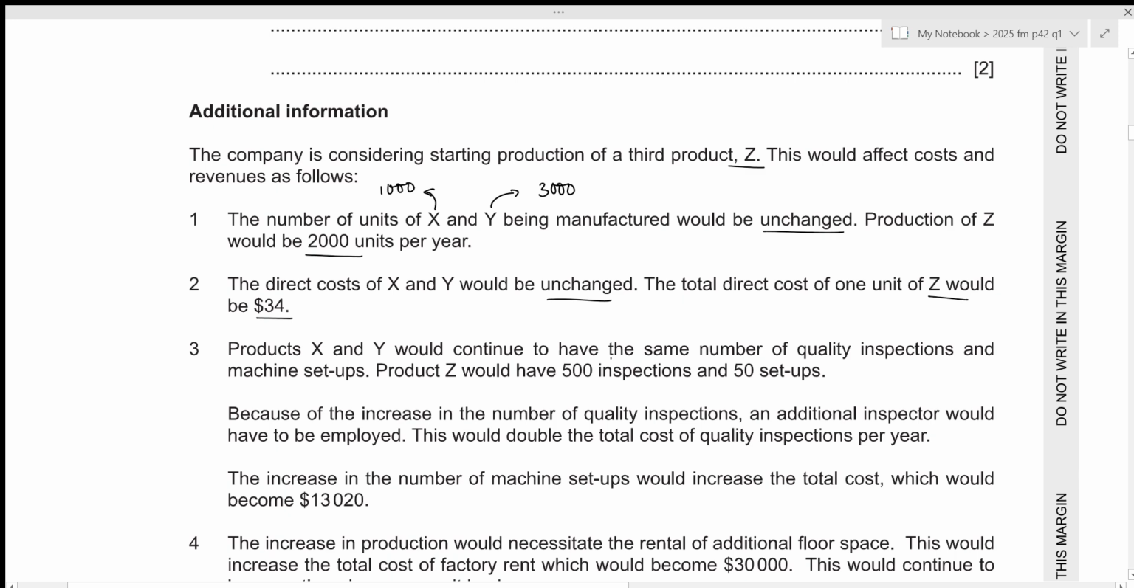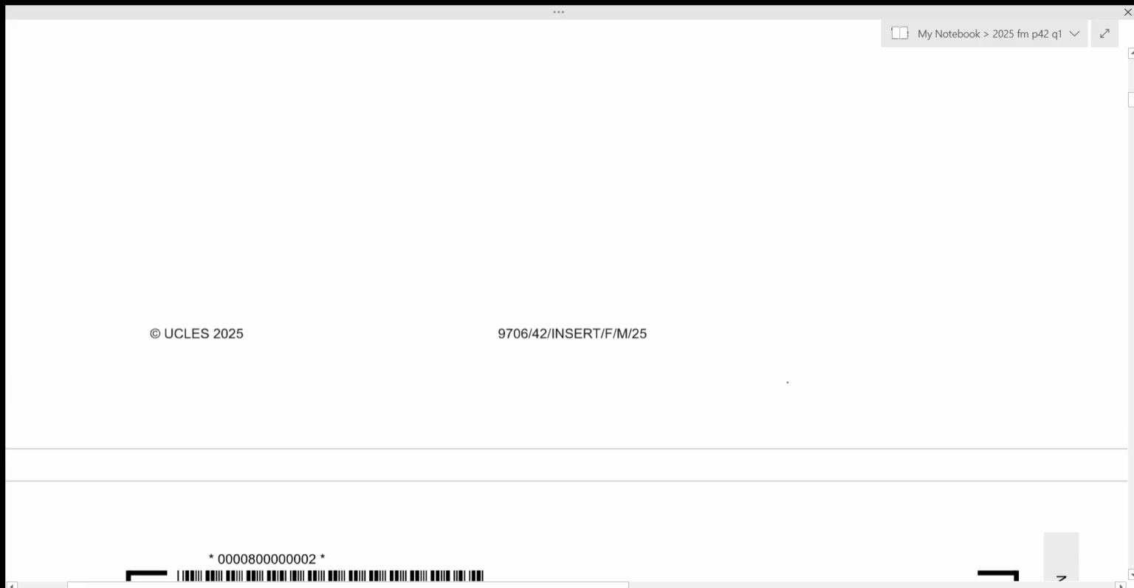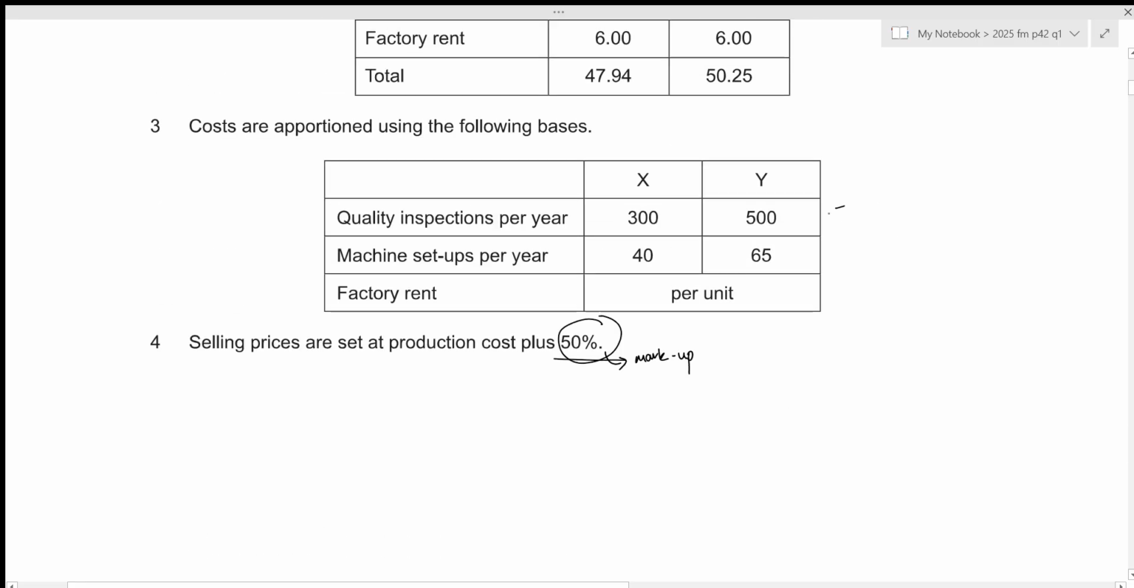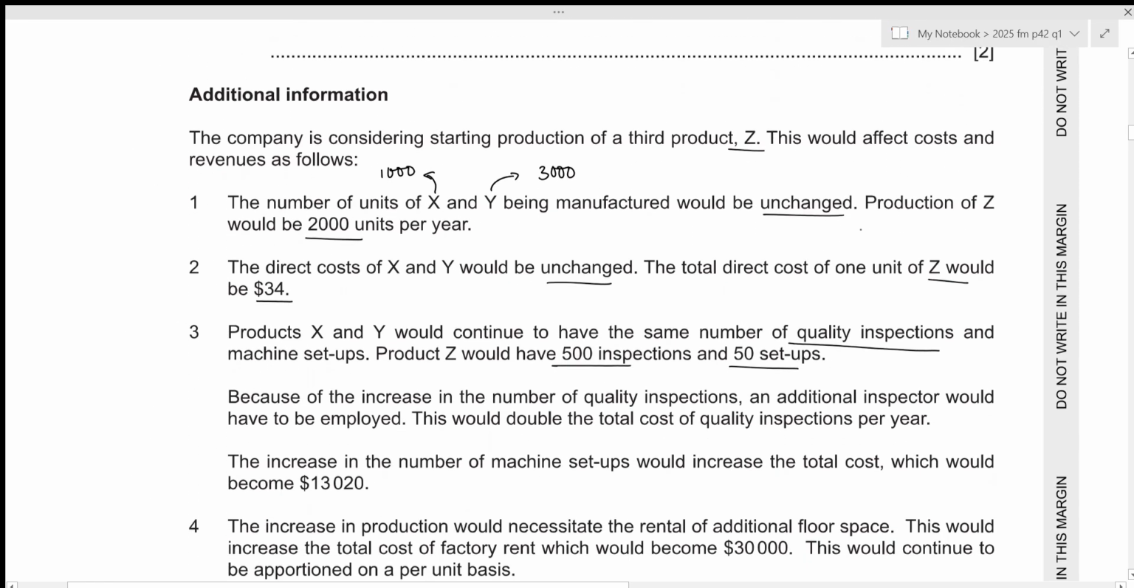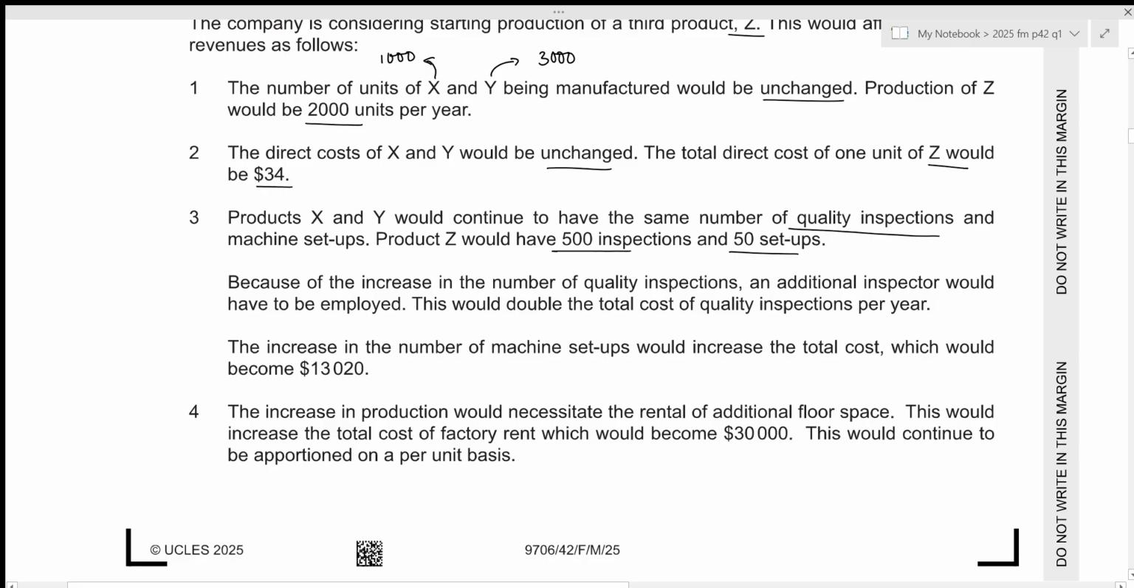Then products X and Y would continue to have the same number of quality inspections and machine setups. Product Z would have 500 inspections and 50 setups. Let's write it down. So 500 inspections and 50 setups. So that will be the basis on which we will apportion our overheads. Then, because of the increase in the number of quality inspections, an additional inspector would have to be employed. This would double the total cost of quality inspections per year. So now our new quality inspection cost will be 2 times the previous value.